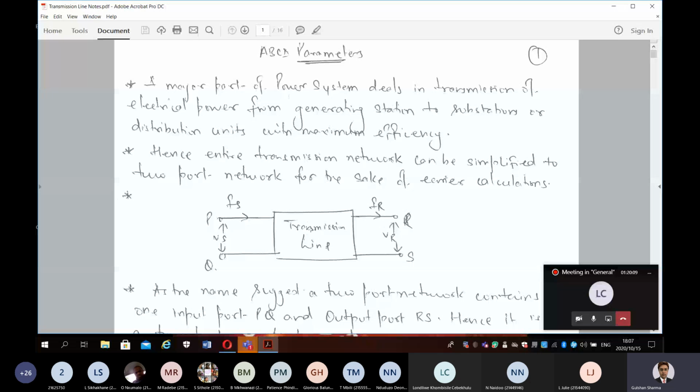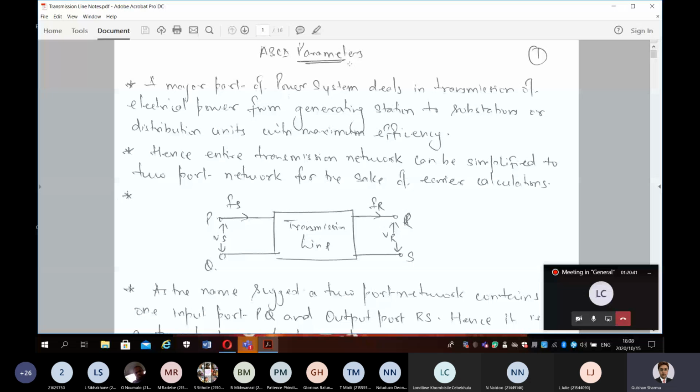Okay, so now we are starting with the next unit. I have written the name ABCD parameters, but it's not ABCD parameters. It is the modeling of transmission line. Before going into the modeling of transmission line, guys, our power system is divided into three parts: generation, transmission, and distribution.